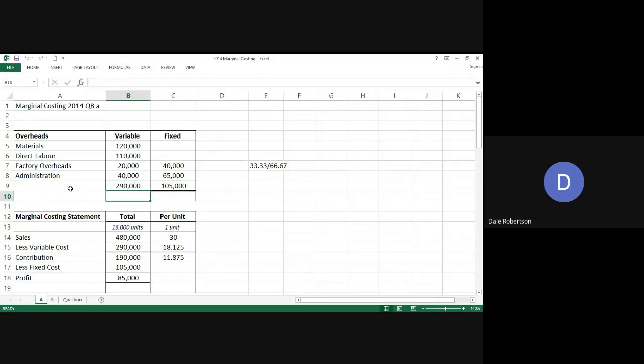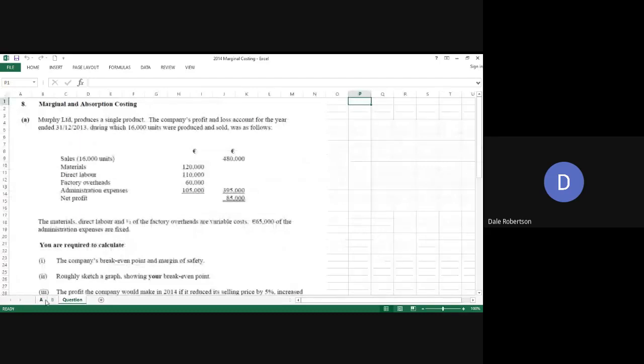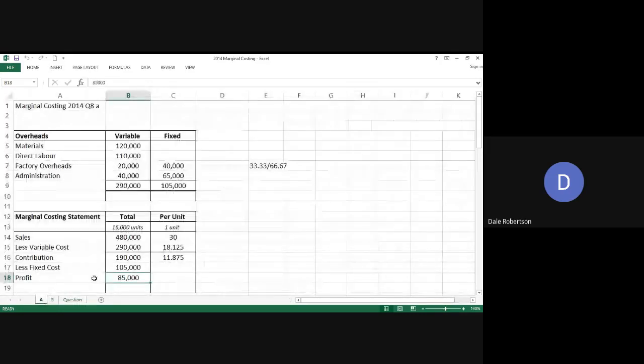We can go down to our marginal costing statement and we can input that: sales, less variable cost, contribution, less fixed cost gives you your profit. So for the total 16,000 units, we have our sales of 480, take away the variable cost of 290, and that gives you a contribution of 190,000. Take away the fixed cost of 105 gives you a profit of 85,000. You check to make sure that's corresponding with the profit in the question. Indeed it is. It was 85,000 in here. And so therefore you're confident that you haven't lost any money as you've done that procedure.